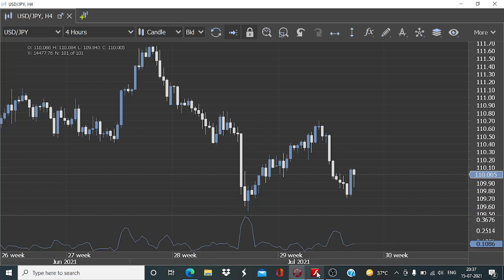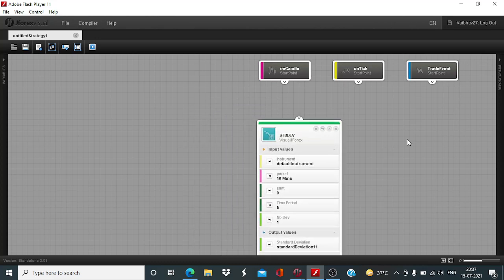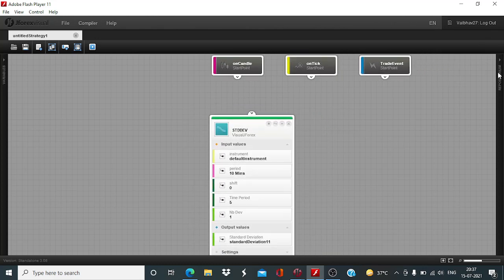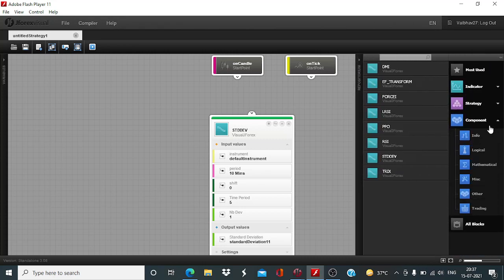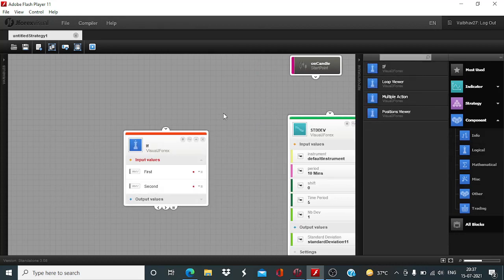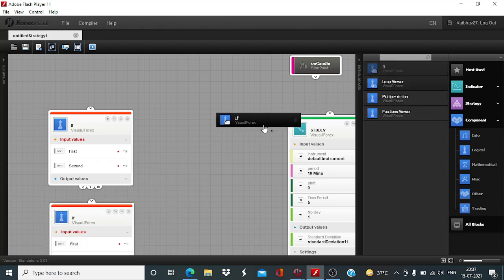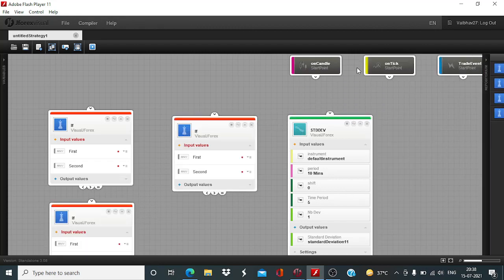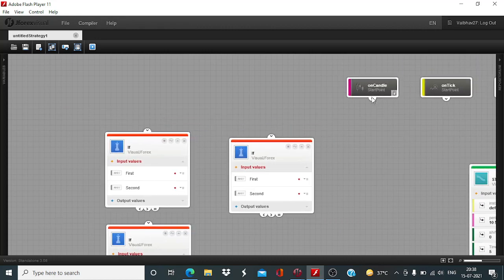So now we head back to the Visual JForex board, and here the first thing we will need to do is get the instrument subscription done. And to do the instrument subscription, I'm going to take the on candle as the start point.